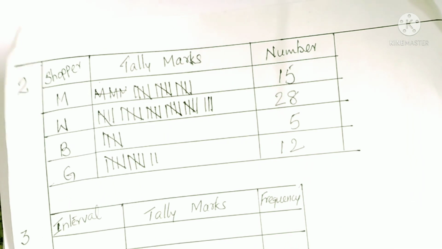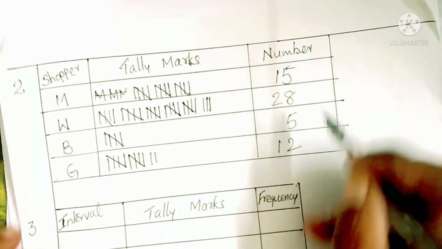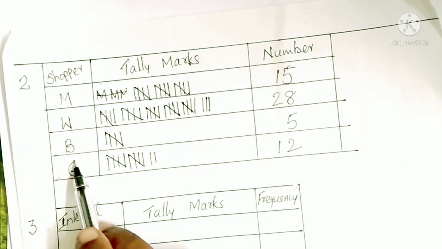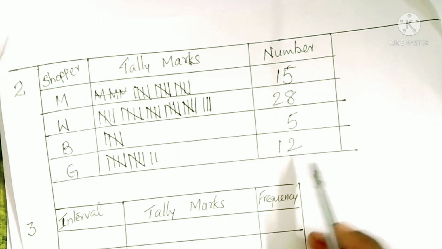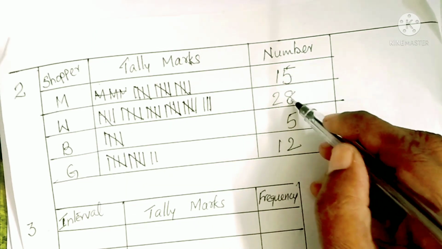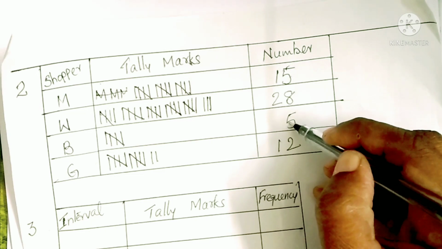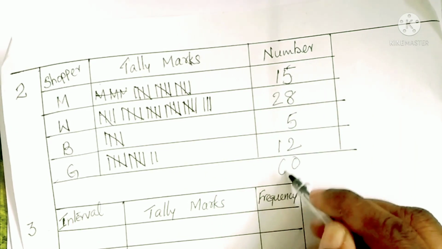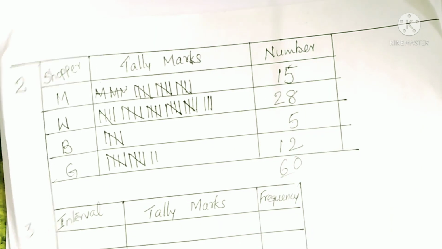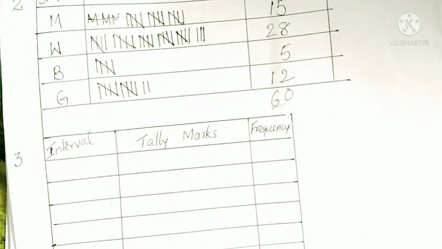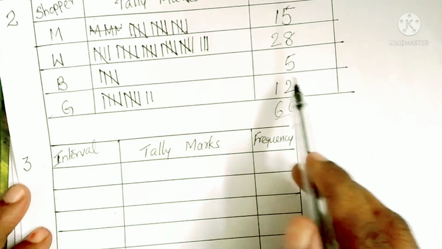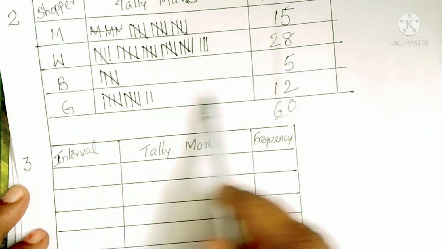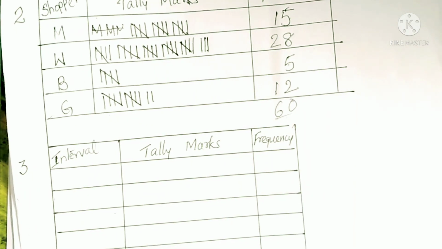So these are the number of people who came. So how many men came? 15, women 28, boys 5, and girls 12. So if you have to find the total, 28 plus 15 plus 5 plus 12, that is 60 people came. Okay. So this is question number 2. This way, when you write the distribution table, it is called a frequency distribution table.